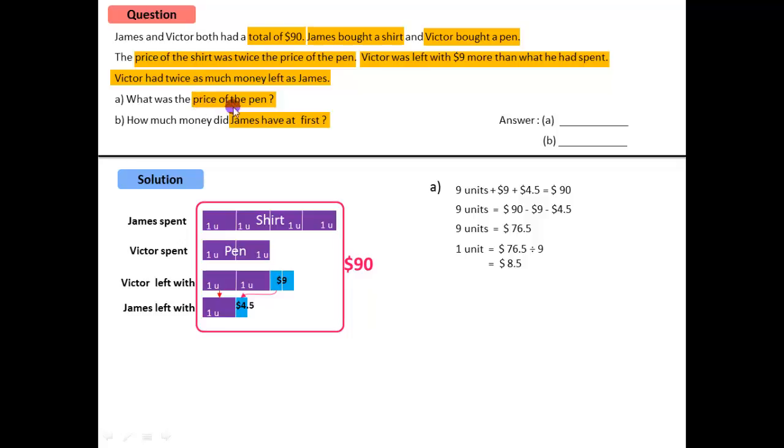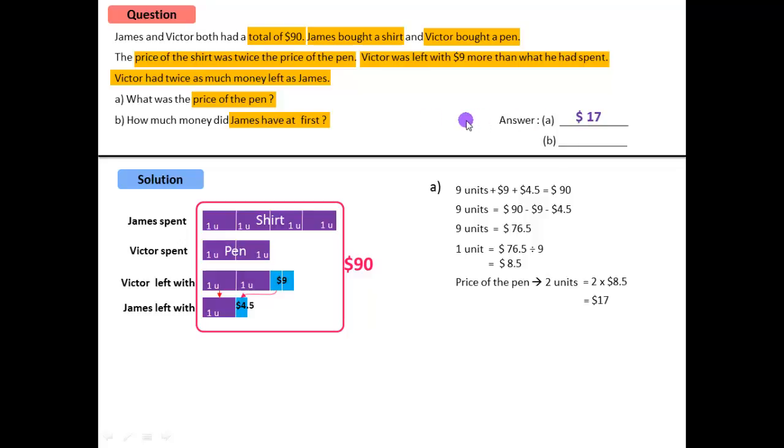We are supposed to find the price of the pen, which is 2 units. So the price of the pen, which is 2 units, would be 2 times $8.5, which gives us $17. So that would be our answer for part A.